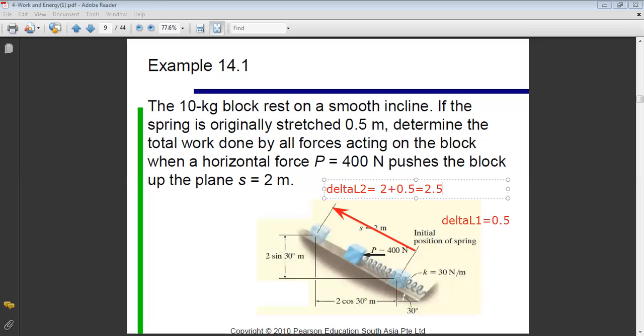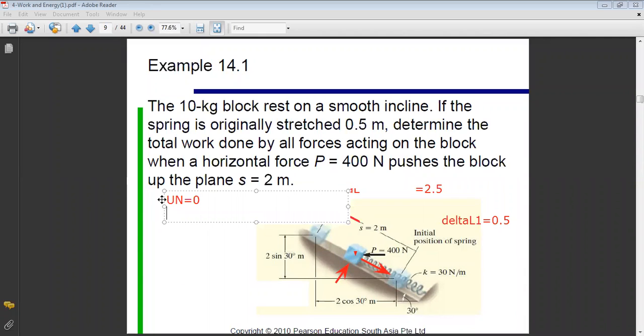So I have delta L1, I have delta L2, I can find the work of the spring on my box. Now let us draw the free body diagram and put all forces acting on the box. The forces are the weight, the normal, the spring force, and P. I have 4 forces. Now, to start with, the normal, as we said in the previous problem, is perpendicular to motion, so no work. So work of N is 0 since it is perpendicular to motion.